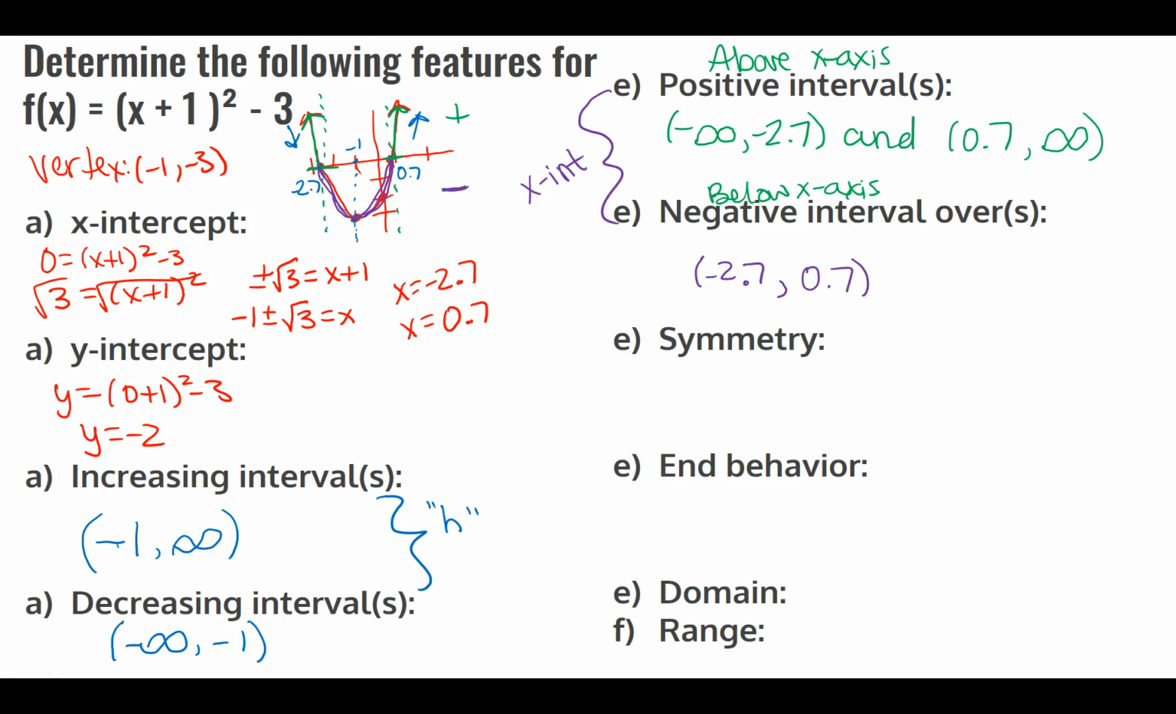All right, next piece, we got this, symmetry. What if I said axis of symmetry? What's the axis of symmetry here? What's -1? X or Y? So this is our axis of symmetry. Nope.